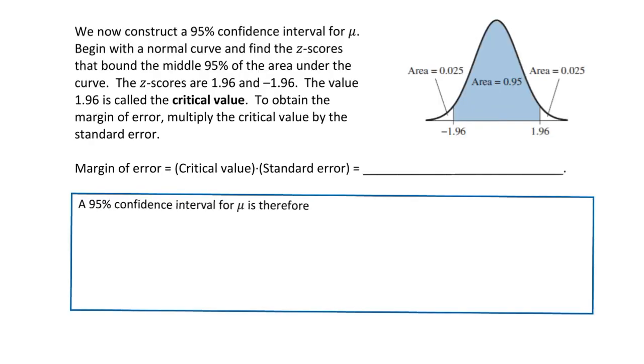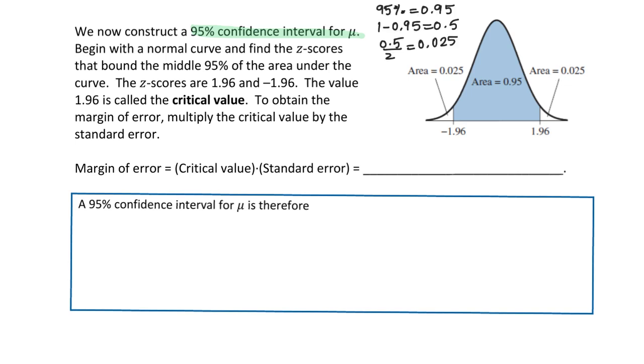We will now construct a 95% confidence interval for mu. First draw a normal curve. 95% in decimal is 0.95. So this is the area, and the remaining area is 1 minus 0.95, that is 0.05. So the sum of these two tail areas should be 0.05. So 0.05 divided by 2 is 0.025. That's why these two areas are 0.025.